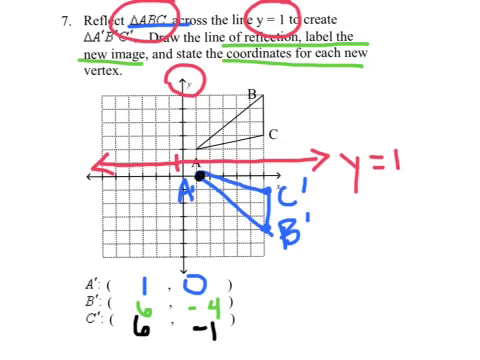So notice the thing that's important is the distance away has to be the same amount. So if you look, this is 1 away this way, so this one has to be 1 away. And the coordinates of this point would be at 1, 0. If this is 2 units away to the C, then this has to be 2 units away to C prime. And the coordinates for that would be over 6 and down 1. And then the same thing, you would need to count 3 more to get to B, so I counted 3 more. So B prime would be at 6 and negative 4.